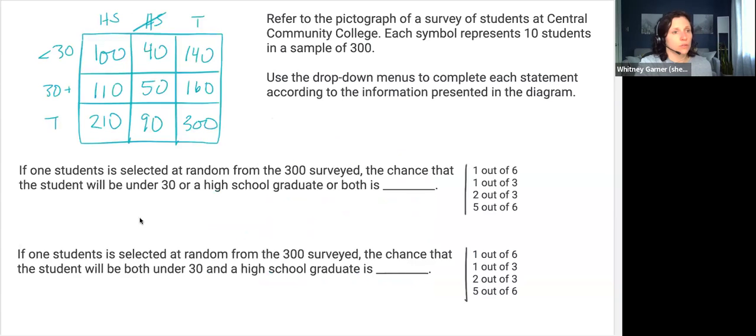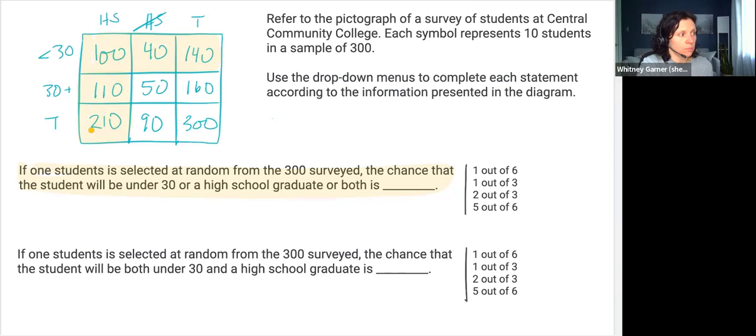So according to the first question, if one student is selected at random, the chance that they'd be under 30, okay, so that's this row, high school graduate, or both. Okay, so for my yellow question, I want anybody who is under 30, a high school graduate, or both. So I'm just going to add up all these groups.